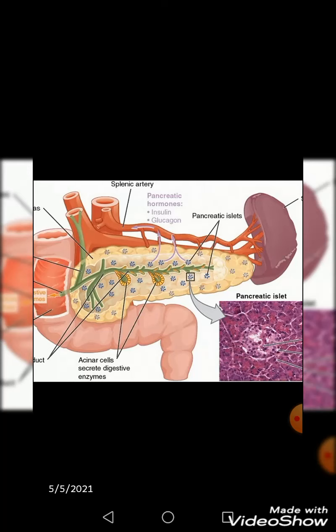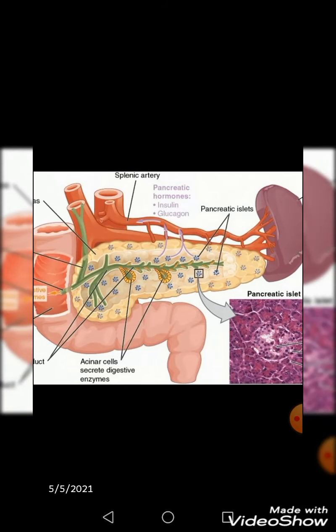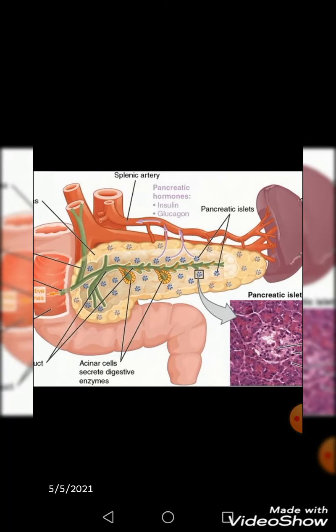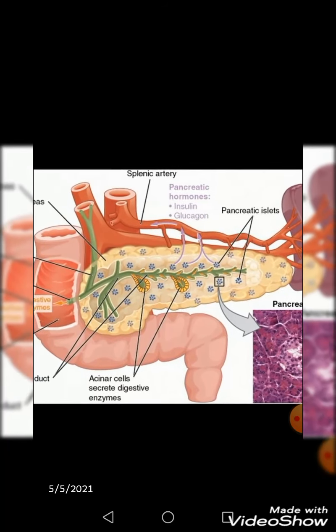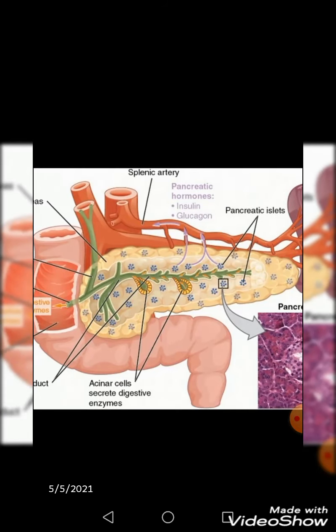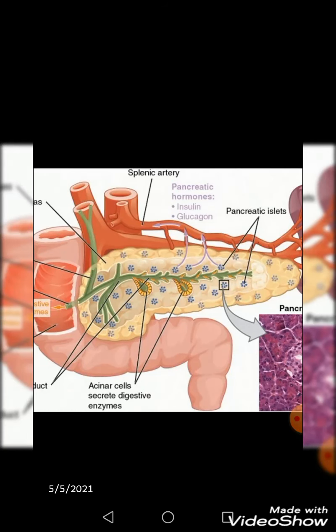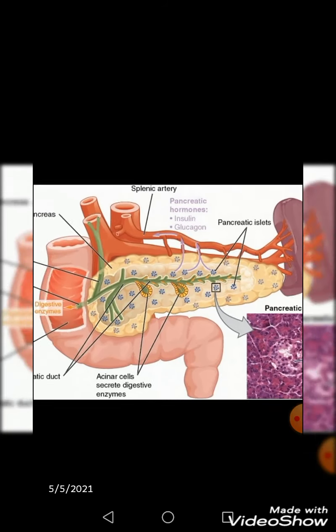Now you can see that there is a central horizontal running major pancreatic duct, and there are so many smaller ducts that are joining the main pancreatic duct, and that duct is opening at the ampulla of Vater in the duodenum, or at the major duodenal papilla, along with the CBD or common bile duct to pour out its secretion into the duodenum.